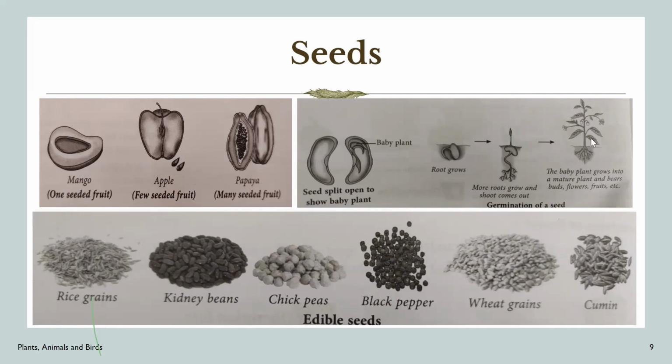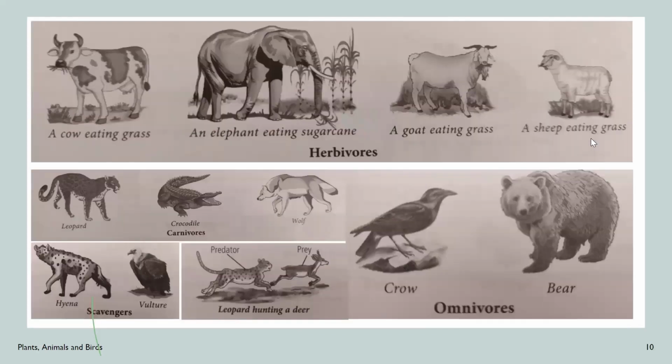Now we are done with seeds, right? Yes, ma'am. We have animals. I don't think I'll be able to complete the animals part today, but we will do it. Ma'am, but you will be able to complete half of it. Yeah, I will do that.